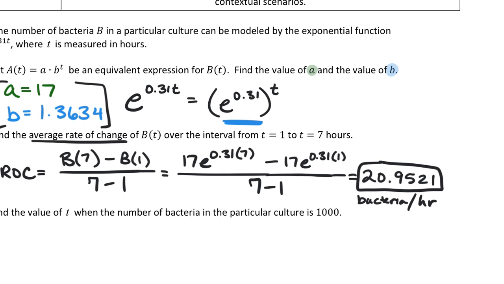This is measuring the number of bacteria that are growing per hour. Bacteria per hour. Are you saying my handwriting is bad? Them fighting words, man. No, just kidding.